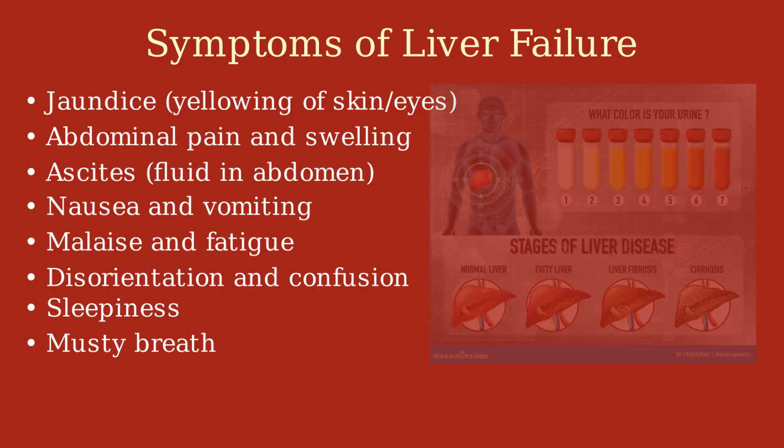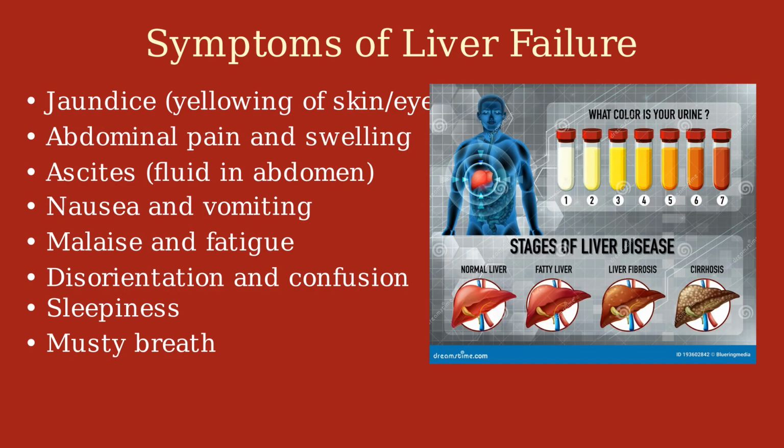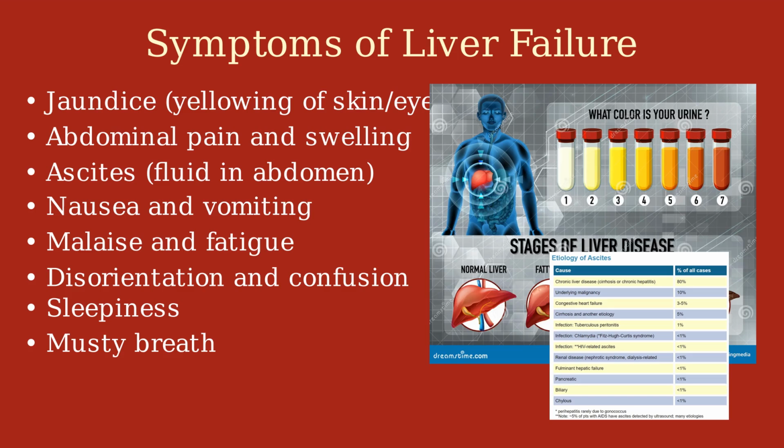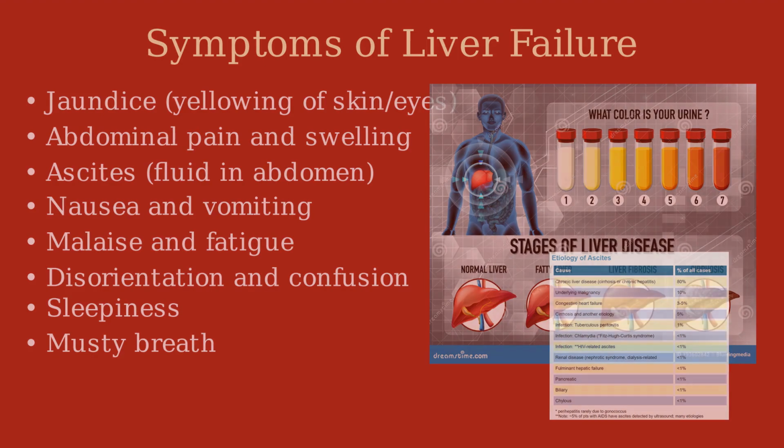Symptoms of liver failure can include jaundice, which is yellowing of the skin and eyes, abdominal pain and swelling, ascites or fluid accumulation in the abdomen, nausea, vomiting, malaise, disorientation, sleepiness, and a characteristic musty breath. Ascites, or fluid buildup in the abdomen, is a common symptom of advanced liver failure. Chronic liver disease accounts for about 80% of all ascites cases.